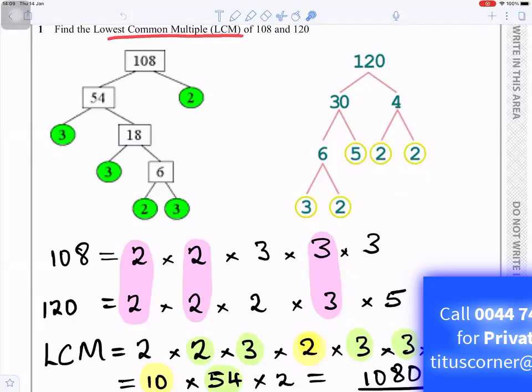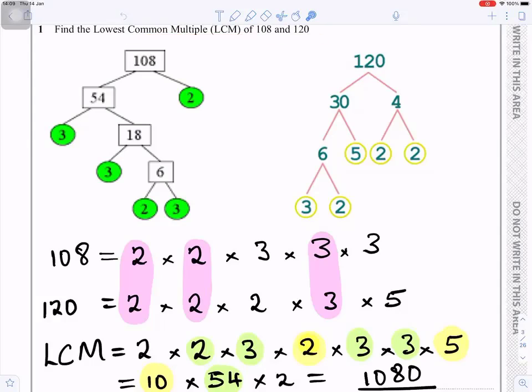Find the lowest common multiple of 108 and 120. So you can break down 108 by doing a factor tree. 108 is 54 times 2, and we circle the 2 because it's a prime number. 54 is 3 times 18. We circle the 3, it's a prime number. 18 is 3 times 6, and 6 is 2 times 3. So we circle all the prime numbers. So 108 is the same as 2 times 2 times 3 times 3 times 3.